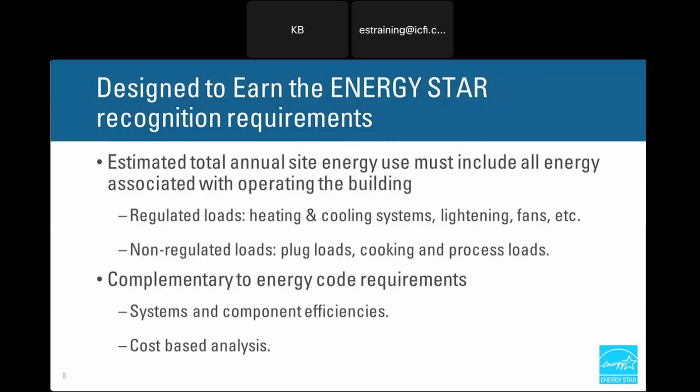And then the other part I wanted to make note of is that when you put in the estimated annual energy use, it should be for the whole building, the whole site annual energy use, and it must include all energy associated with operating the building. And I'll talk about the codes here in a second. You notice that it says to put in your regulated loads: heating, cooling systems, lighting, fans, etc. Elevators, which in some codes are not part of it, but they do use energy. So you need to do an estimate to calculate those. And also non-regulated loads, which are plug loads, cooking, process loads. Oftentimes those are not required in code.